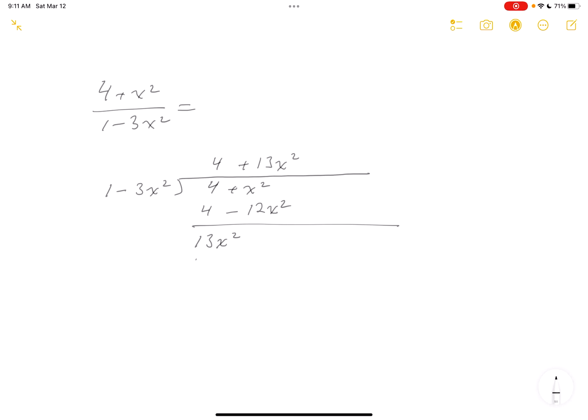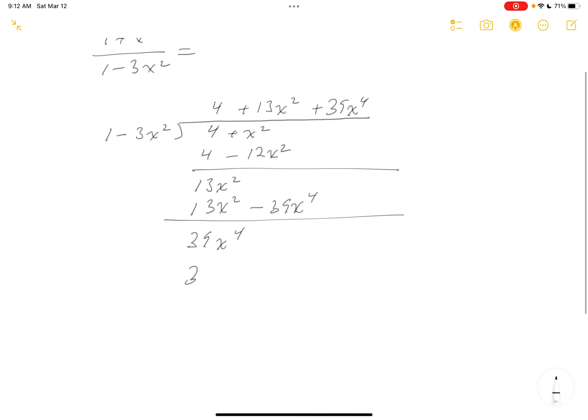What do you get? 13x squared minus 39x to the 4th. You're going to subtract, and you're going to repeat. We're kind of getting close, aren't we? We're not there yet. Let's see, 3 times 39, 90 and 27, that's going to be 117 x to the 6th power, right? Let's write that down. I'm subtracting, by the way.